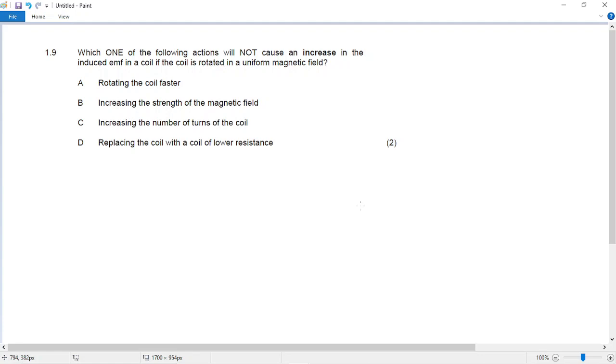Which one of the following actions will not cause an increase in the induced EMF in a coil if the coil is rotated in a uniform magnetic field? Well, how do we increase the EMF? Remember, we can change the windings in the coil. We've got this formula E equals minus N delta phi over delta t. So rotating the coil faster will increase the EMF. Increasing the strength of the magnetic field will increase the EMF. Increasing the number of turns in the coil will increase the EMF.